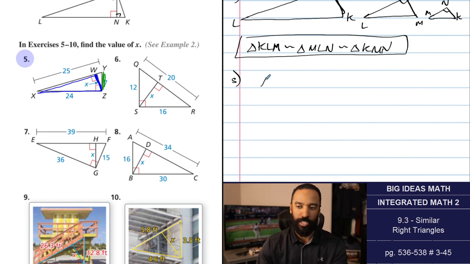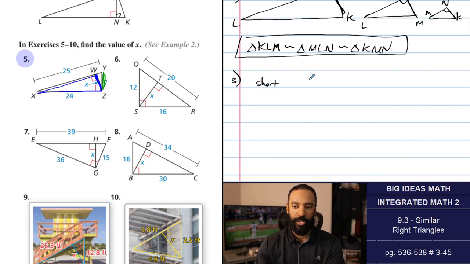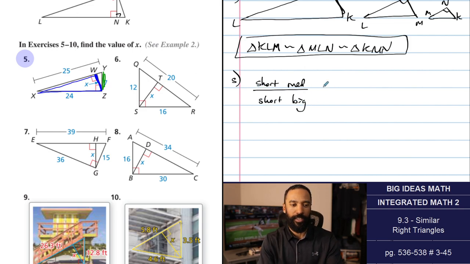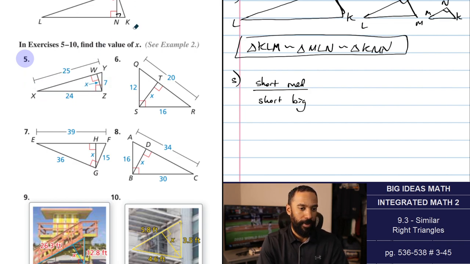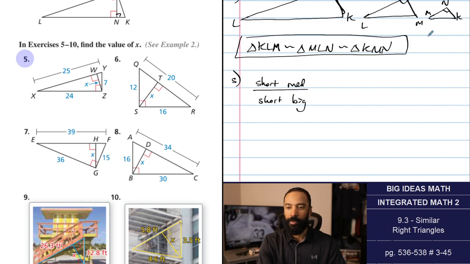Short leg, actually, let me write this first. Short leg in the medium triangle over the short leg in the big triangle. We know those values. We don't know the value, by the way, of the short leg in the small triangle, so I'm not going to do that. So notice how it is short, medium, and short, big.